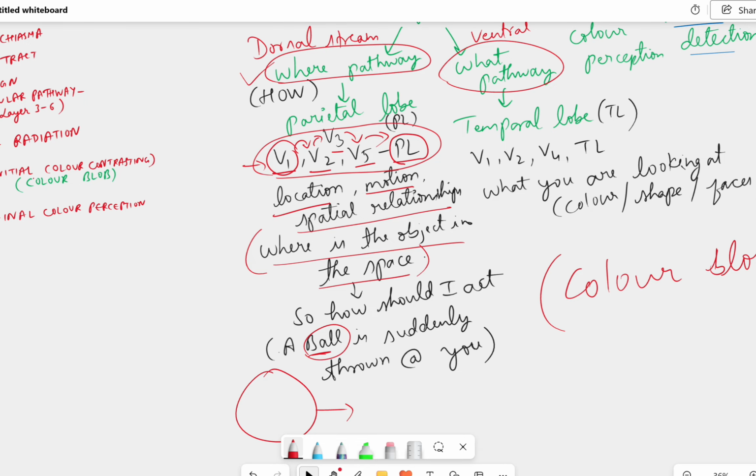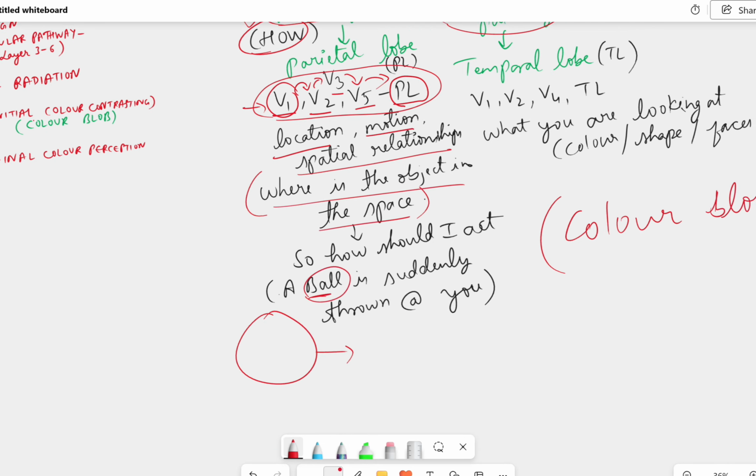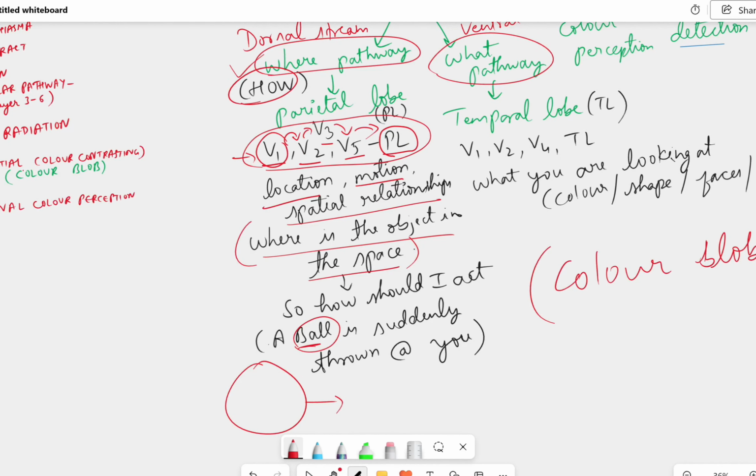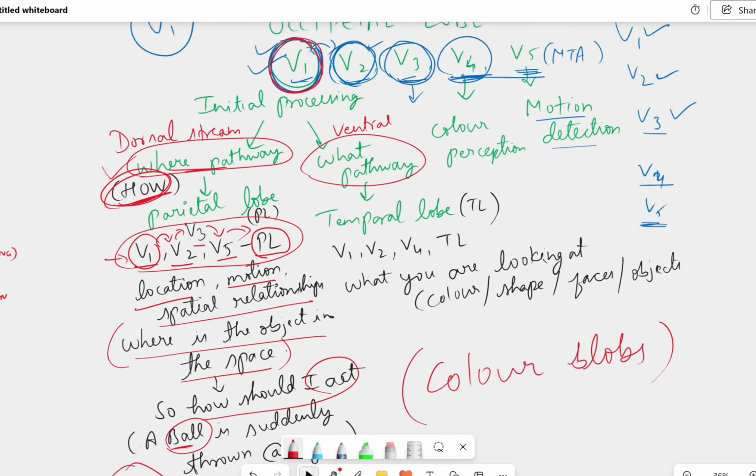Clear? So remember, this pathway is also sometimes referred to as the how pathway, because then you start thinking, how should I act? For example, if suddenly a ball comes to you, you should move away from its path, right? You need to step away from getting hit. So your brain has to suddenly process what you need to do. That's why it is the where pathway or how pathway. How should I act is this pathway. In an easier way to put it, they usually refer to this as the how pathway or where pathway. So that kind of information is processed: initial processing happens in V1, then further refinement happens in V2, V3, V5, and it goes to the parietal lobe.